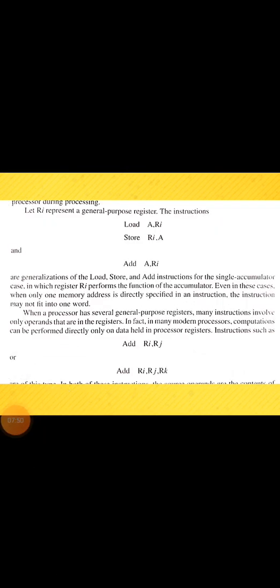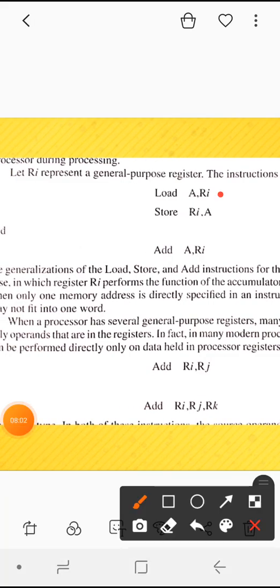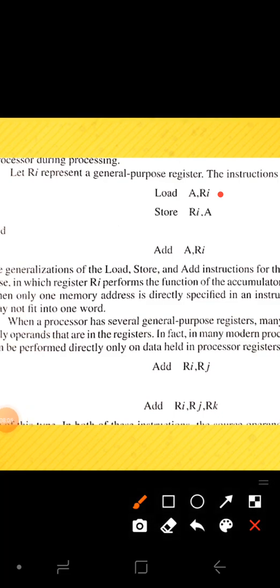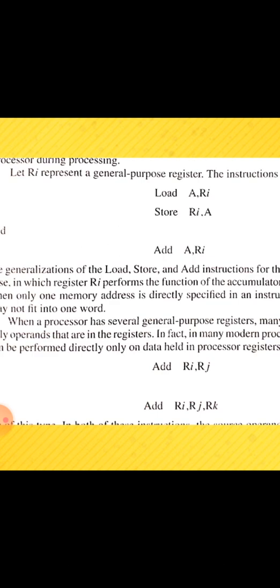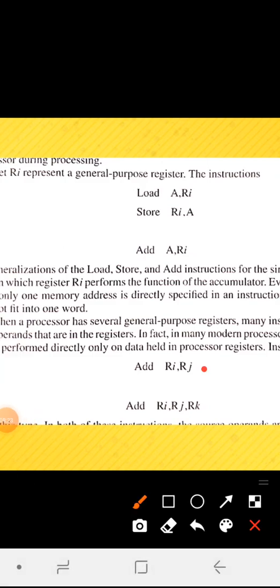The same instructions we have studied now, loading, storing and add, can even be written by using general purpose registers. You can see here RI. We have load A comma RI, which says moving the content present in A to RI. Storing is from RI to A, and again you can perform addition between A and RI. The same addition can be performed like add RI comma RJ. It will perform RI plus RJ and store the result in RJ. So here RI is the source, RJ is the destination.